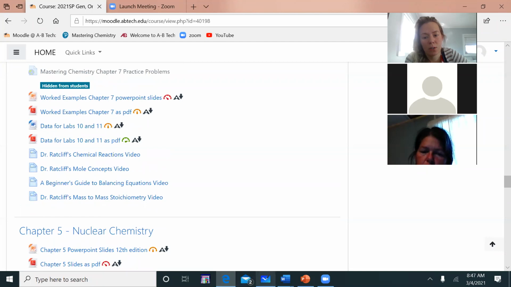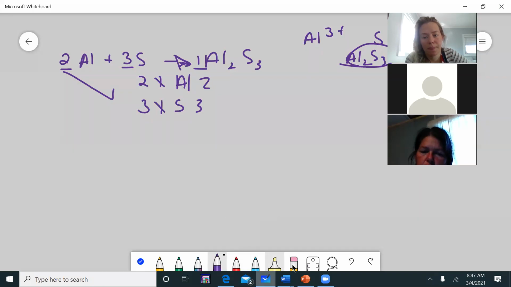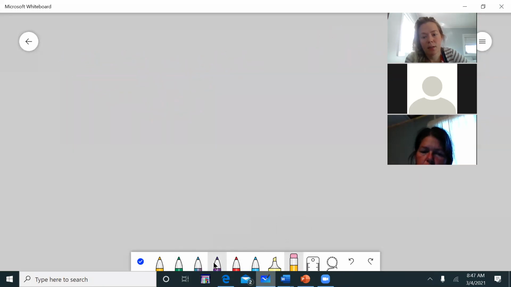I'm going to give you, I'll just write a couple over here. So I'm going to give you the skeletal equation. That means I'm going to tell you what the reactants and the products are, and you have to balance it. So the first one, Na combines with Cl2 to produce NaCl.